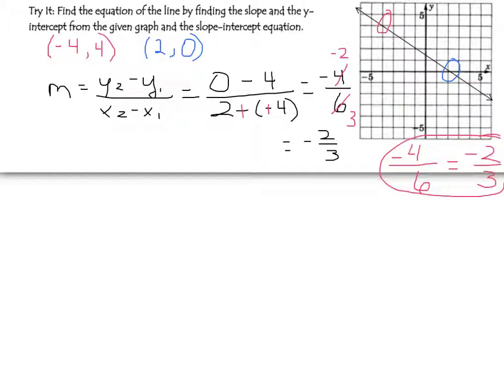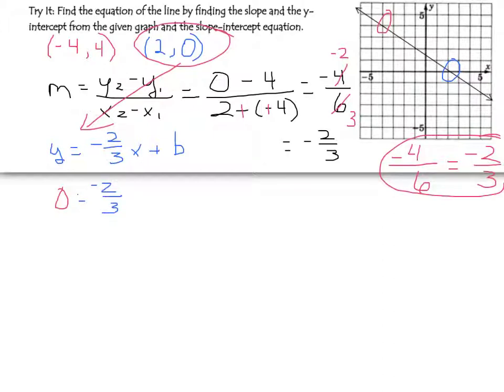Once we get the slope, we can write our slope-intercept equation as y equals -2/3 x, and then we don't know b yet, so we have to put b. Now we plug one of these points into our equation. I'm going to use this one because I like that 0 is easy to use. So we plug one of those points in, and we get y, which is 0, equals -2/3, x is 2, plus b.